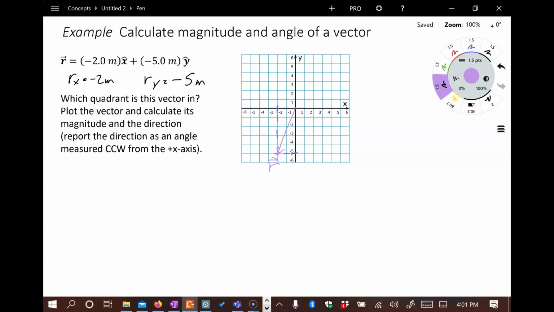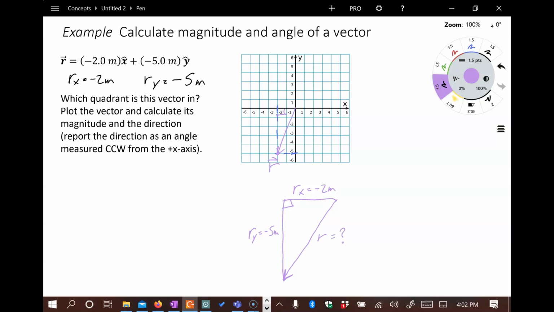vector are. So I'm going to draw a bigger picture of this so I can see it a little better. I know that this is a picture like this, right? So here's a right angle here. And here's a hypotenuse here, right? Of course, this is my vector here. And this is my rx equals minus 2 meters. This is my ry equals minus 5 meters. And my hypotenuse here, r, I don't know what it is.